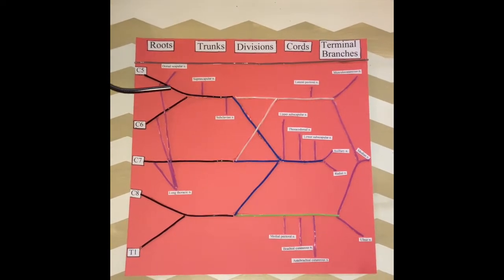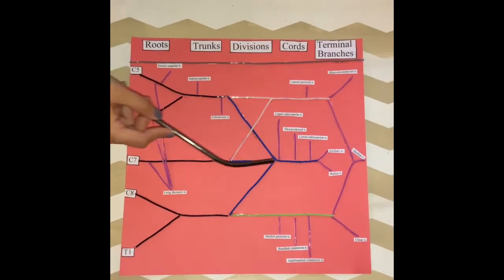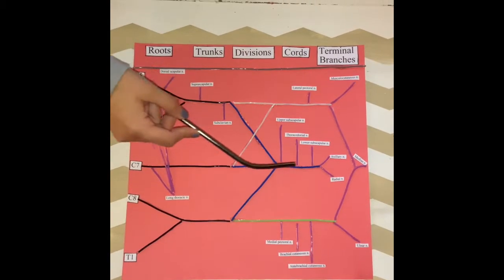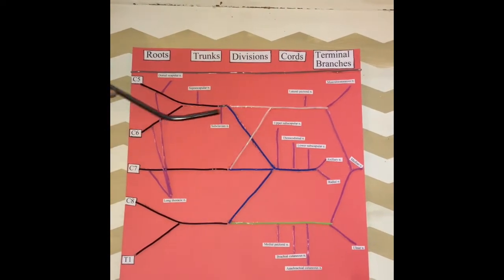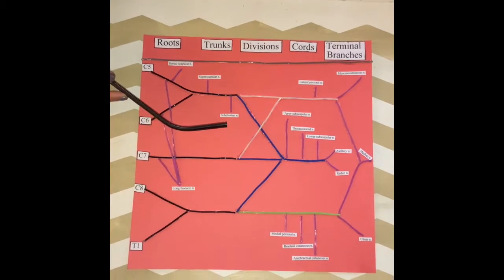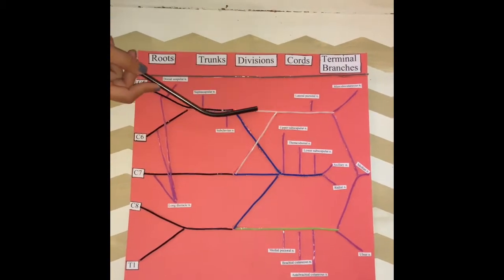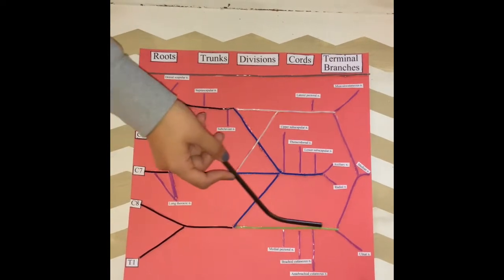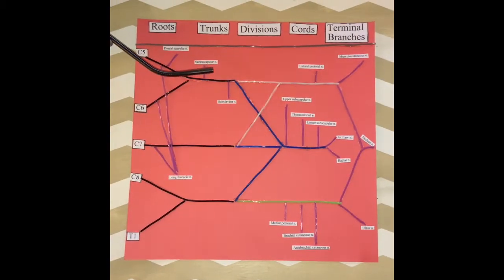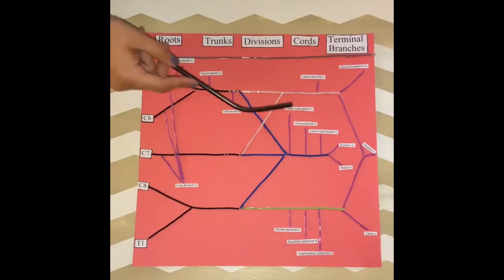The posterior section is shown in blue here and extends to become the posterior cord. The anterior divisions lie above and below the posterior cord on this model. The white cord represents the anterior lateral cord, and the green represents the anterior medial cord. Finally, the purple sections of this model represent the terminal branches.